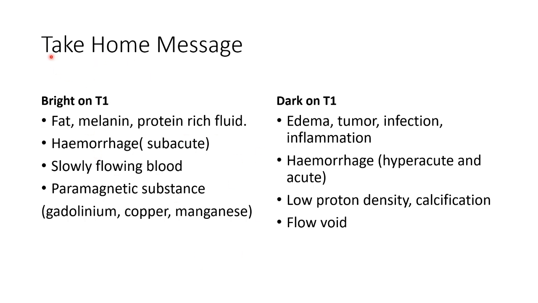Coming to the summary, the structures which appear bright on T1 are fat, melanin, protein-rich fluid, subacute hemorrhage, slowly flowing blood, and paramagnetic substances including gadolinium, copper, and manganese. Then dark on T1: edema, tumor, infection, and inflammation. Hemorrhage, the hyperacute and acute hemorrhage. Low proton density, calcification, and the flow void.